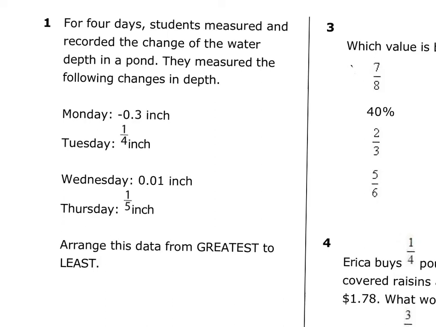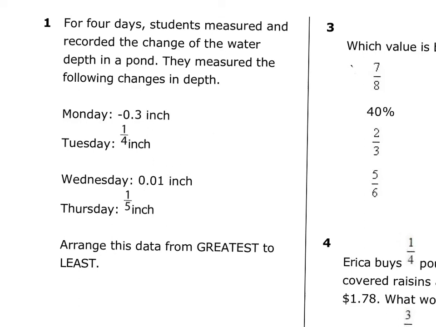water depth in a pond. They measured the following changes in depth. Alright, now they give us 4 different measurements. Now, you may remember that when we talked about problems like this, when you're putting rational numbers in order from least to greatest or greatest to least, whichever one, you need to change them all into percentages. Alright, now a lot of people have been saying decimal. Alright, but sometimes decimals have different numbers of decimal places and you guys get confused. So the best way to keep you guys from getting confused is to change them into percentages.